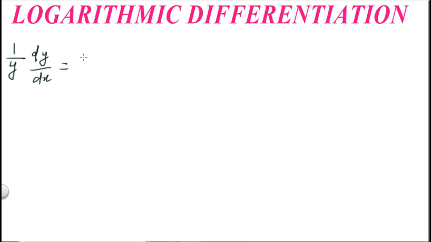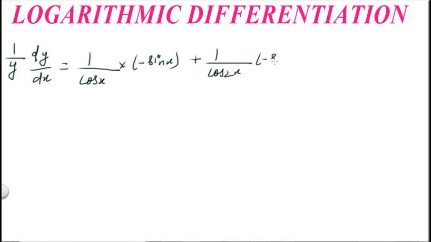d by dx of log of cos x is 1 upon cos x. And of cos x it will be minus sin x. Similarly, log of cos 2x will be 1 upon cos 2x. And of cos 2x it will be minus sin 2x. And then you will do for 2x, it will be 2. Here it was x only, so it is 1 only.